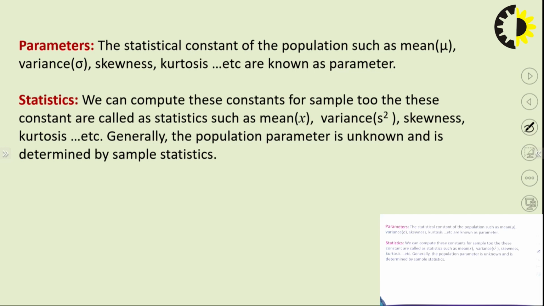Now, the next term is parameter. For a population, we can find some statistical constants such as mean, median, mode, variance, skewness, kurtosis, moments, etc. These statistical constants are known as parameters. Similarly, these constants can also be obtained for the sample observations, but then these constants are known as statistics. So if we are finding the statistical constant for a population, we call it a parameter, and if we find these constants for a sample, we call it a statistic.